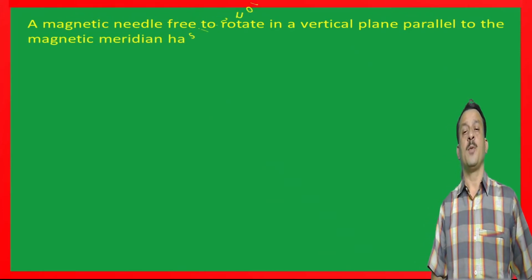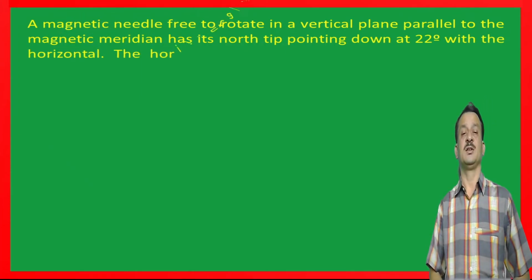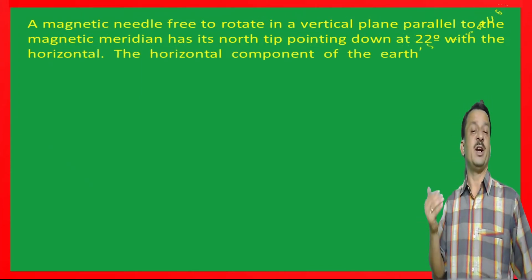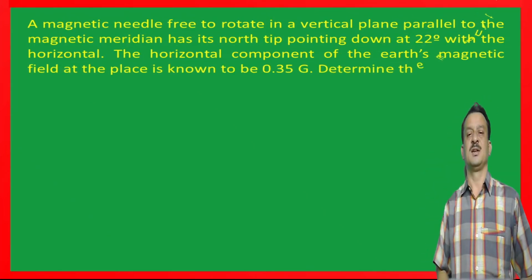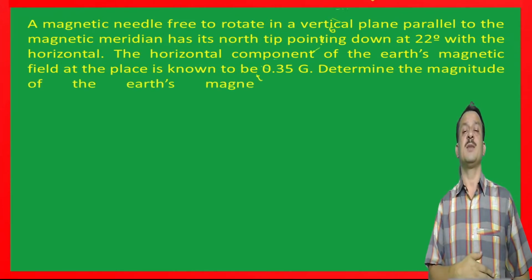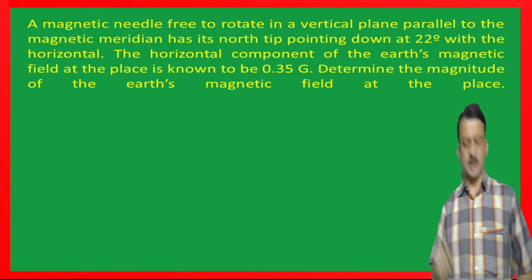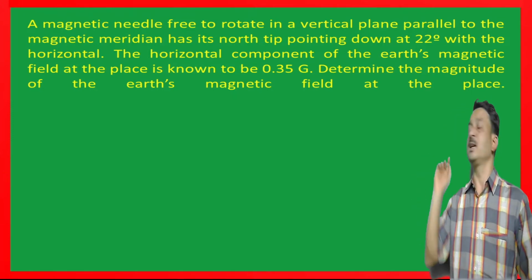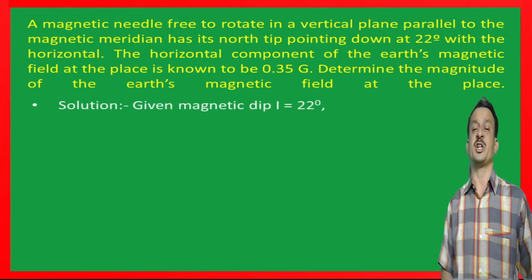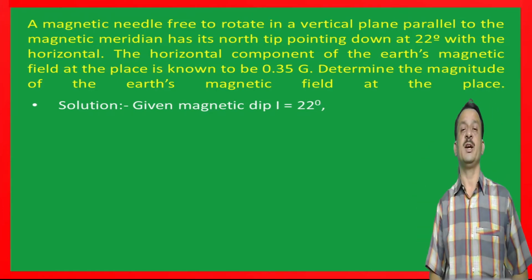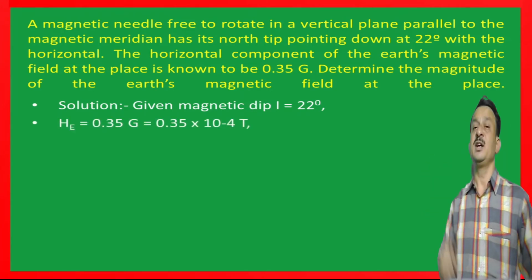A magnetic needle free to rotate in a vertical plane parallel to the magnetic meridian has its north tip pointing down at 22 degree with the horizontal. The horizontal component of the Earth's magnetic field at that place is known to be 0.35 Gauss. Determine the magnitude of the Earth's magnetic field at that place. So we have to calculate what is the Earth's total magnetic field at that place. Now the magnetic dip, or inclination I, is equal to 22 degree, and the horizontal component of the Earth's magnetic field is 0.35 Gauss.